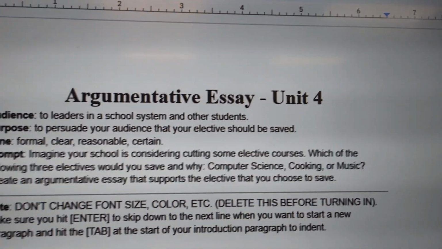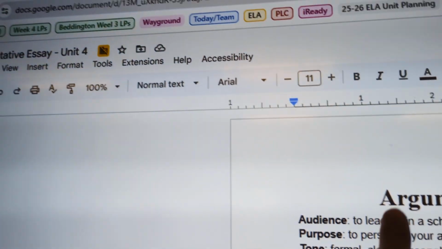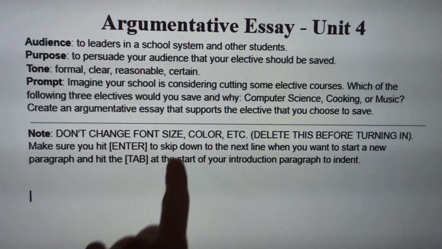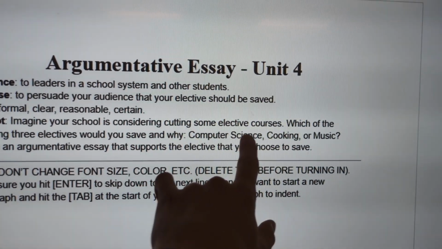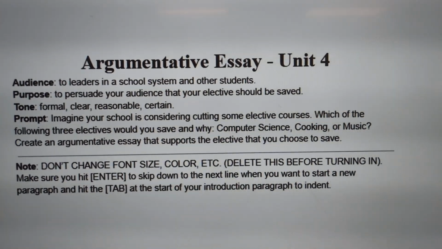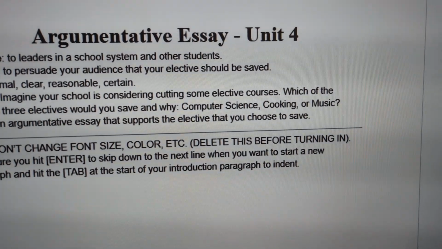So here's the prompt, and the students didn't see the screen, but they can now because this is a little template made for every student that they're going to use to actually type their essay, but the prompt's on here. Imagine your school is considering cutting some elective courses. Which of the following three electives would you save and why? You got computer science, cooking, or music. Create an argumentative essay that supports the elective that you chose.